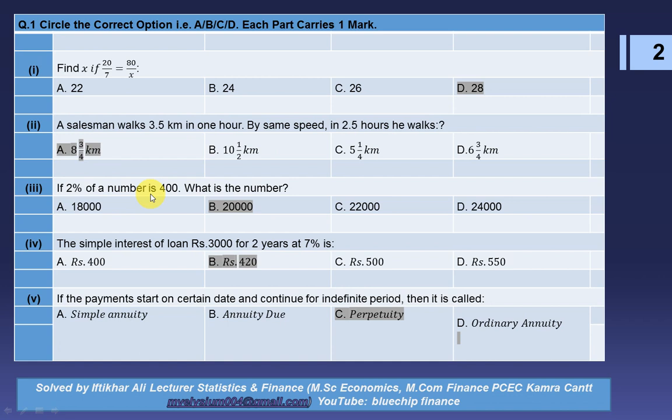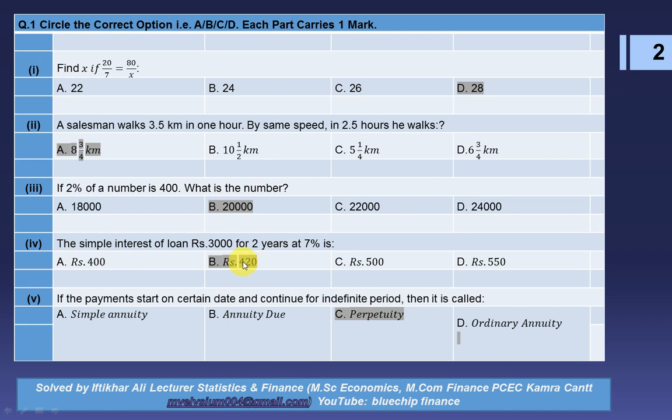If 2% of a number is 400, what is the number? So simply 400 divided by 2 multiplied by 100. Correct option is 20,000, option B. The simple interest on a loan of rupees 3,000 for 2 years at 7%: the formula for simple interest is PRN, in which P is the principal amount, R is the interest rate, and N is the time period. So simply multiply all these three: 3000 multiplied by 2 multiplied by 0.07.